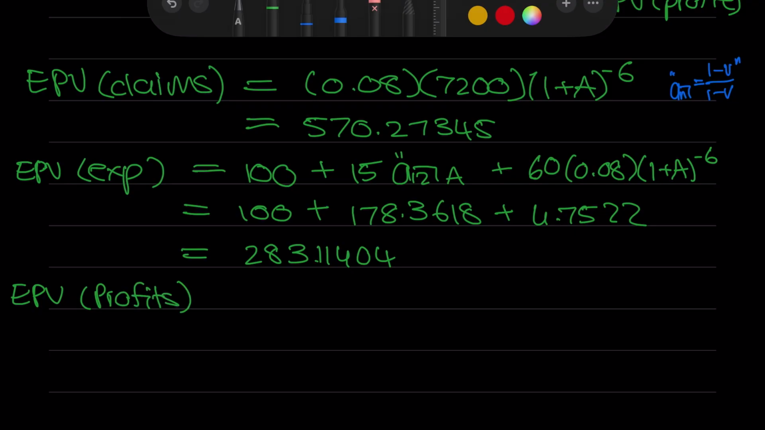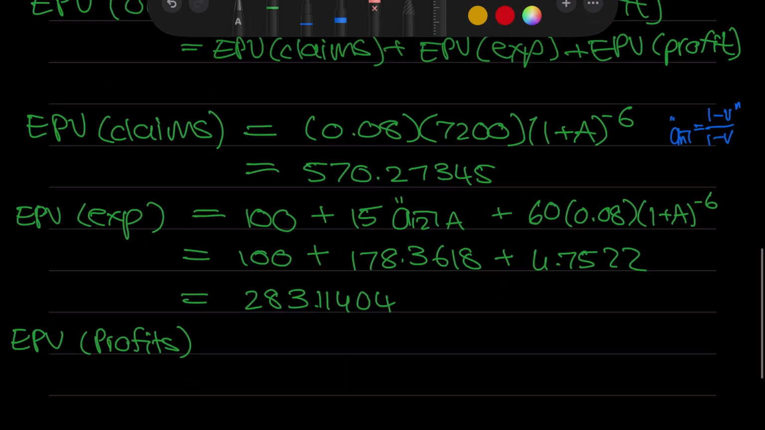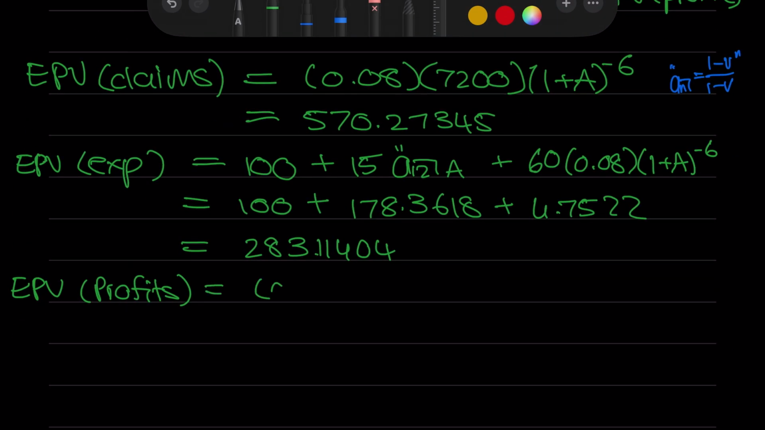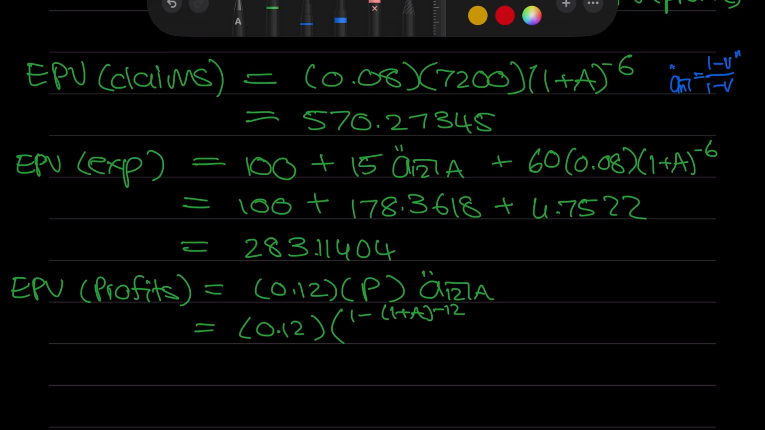which they said they want 12%, right? 12% of the office premium, which I'll just put as P. But remember, the office premiums are paid for a term of 1 year, paid monthly in advance. So we have to add that here. It's 12 payments with that interest rate. So that's 2, 1 minus 1 plus A. I'm just going to simplify those two, put that in the calculator.